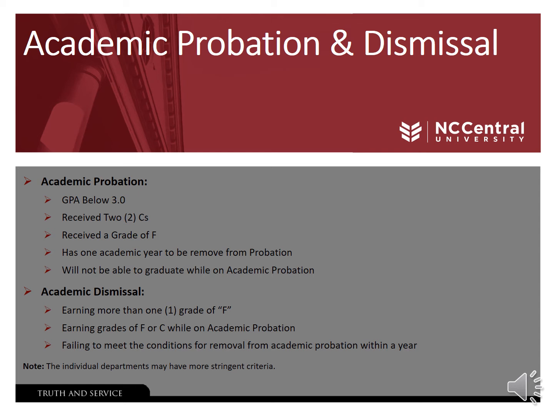Students will be dismissed from their program and NCCU if they earn more than 1 grade of F in a semester or while on academic probation, or if they are placed on academic probation and fail to meet the conditions for removal from academic probation in 1 year. These are minimum circumstances for academic probation and dismissal. The individual departments may have more stringent criteria.